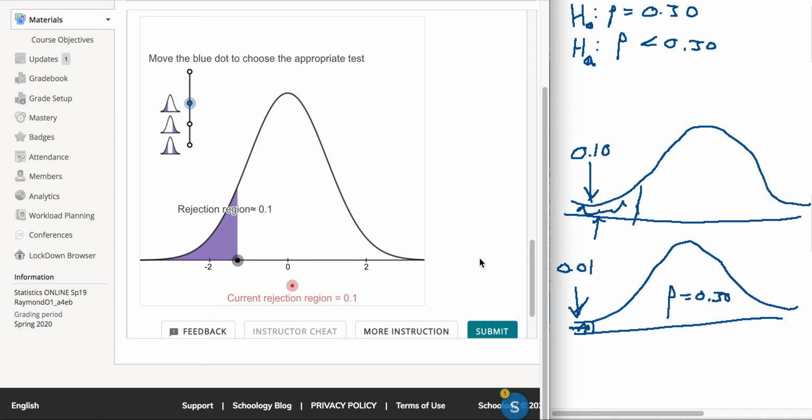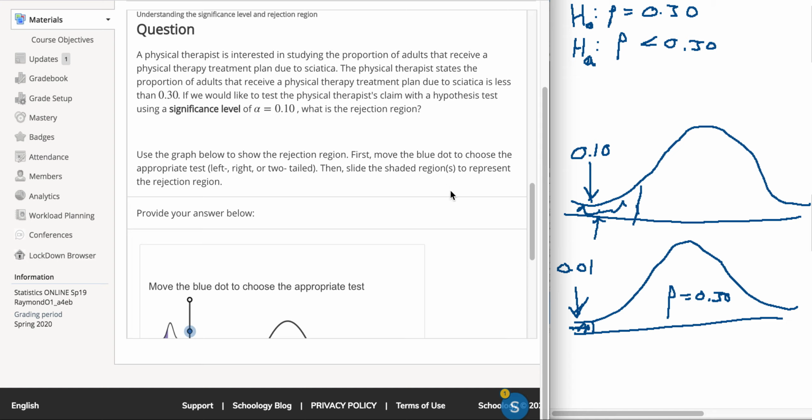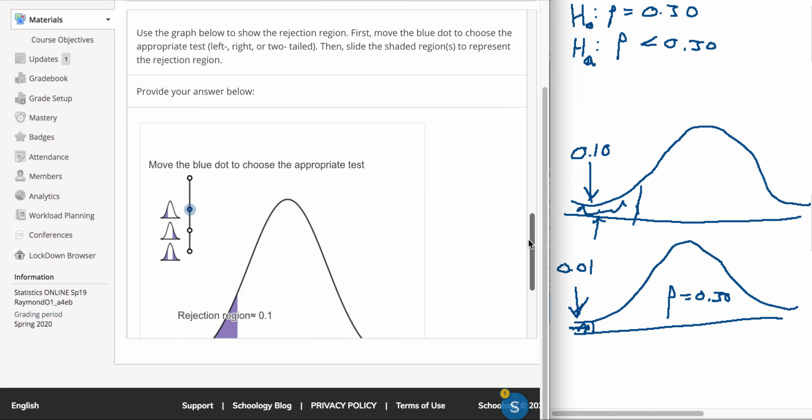Man, that's not fun, because it's hard to drag it to exactly where it is. Let me just double check. Alpha is 0.10, so that's the area of our rejection region. The physical therapist is still claiming that it's less than 0.30, so that's a left-tailed test.